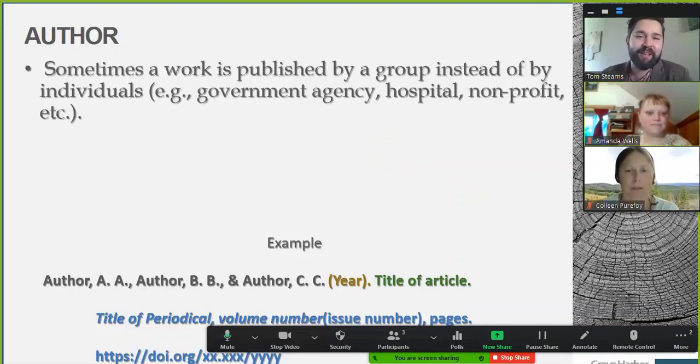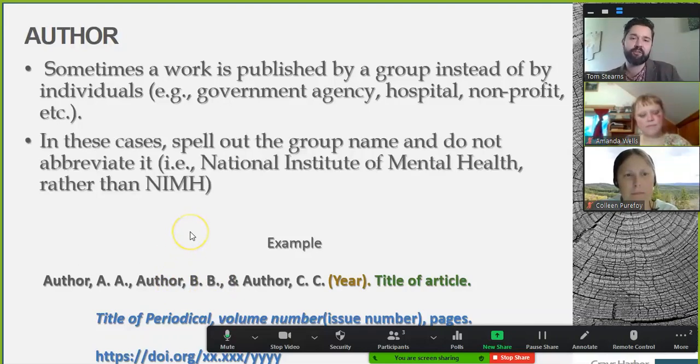Sometimes the work is published by a group instead of by individuals. So sometimes we don't have authors' names associated with the group because it's authored by a particular government agency or by a hospital or an organization. So in these cases, you'll spell out the group name and don't abbreviate it. So for example, if you took a publication by the National Institute of Mental Health, then you would write out here National Institute of Mental Health, and then provide the year, the title, etc.